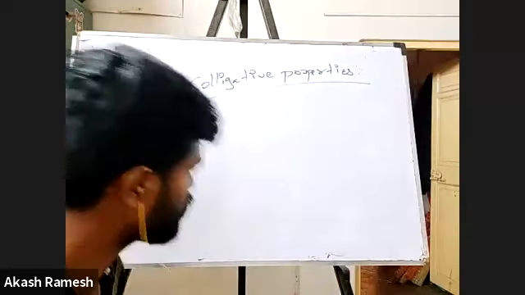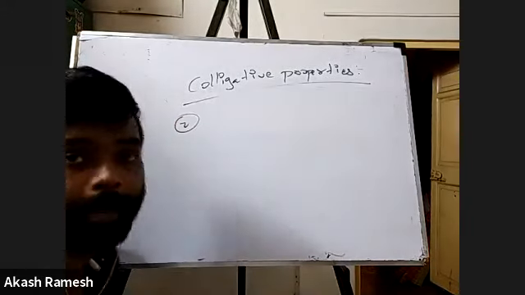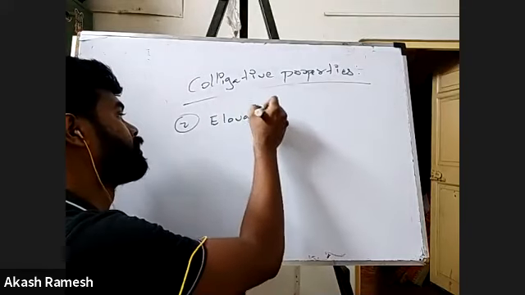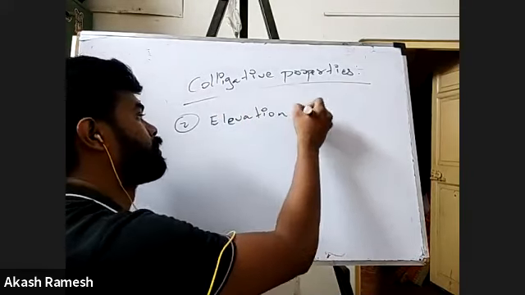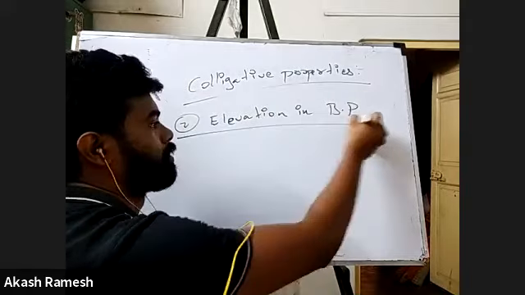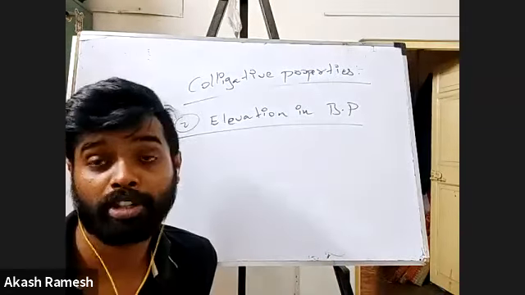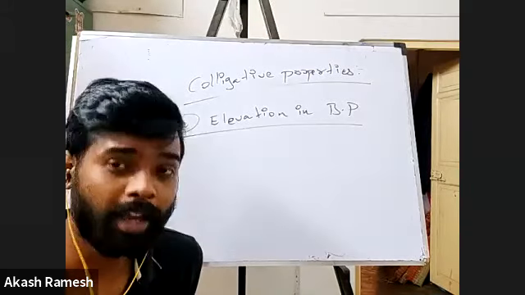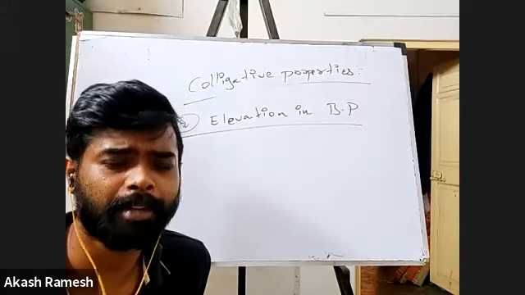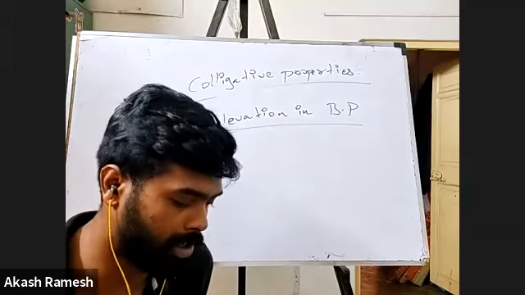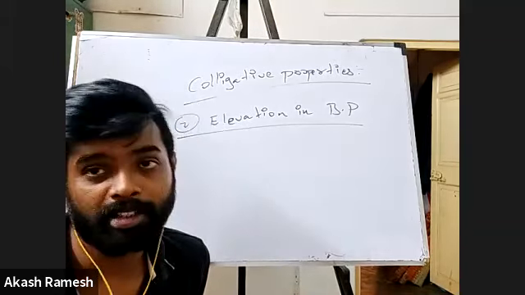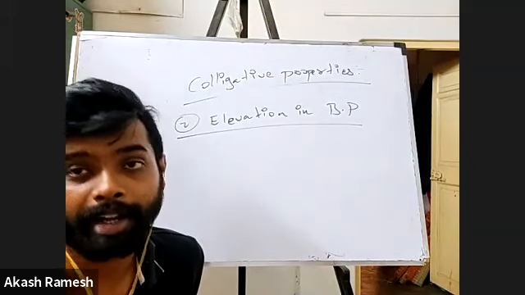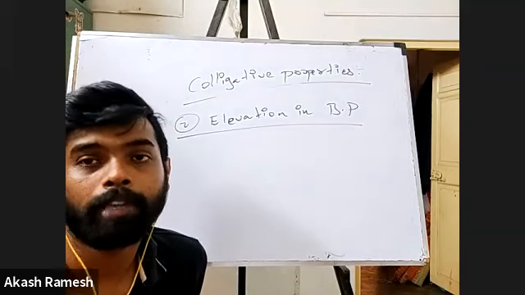Fine. The next colligative property, the second one, is elevation in boiling point. BP is boiling point. Okay, elevation in boiling point. Right, so first you have to understand how boiling point and vapor pressure are connected, and then only we'll be able to see.